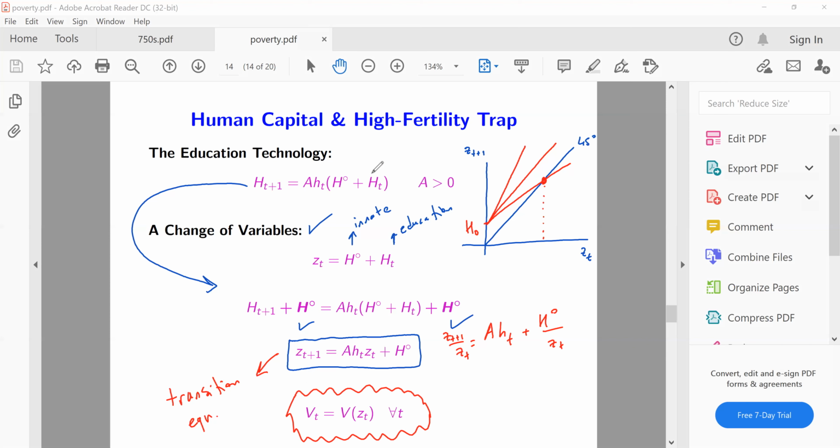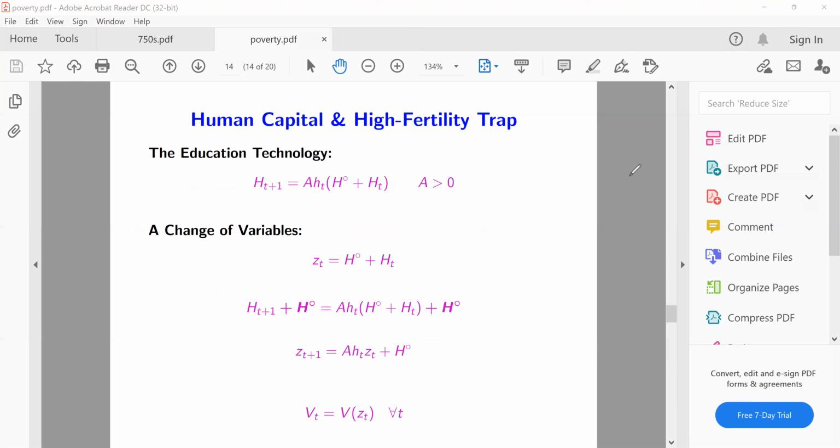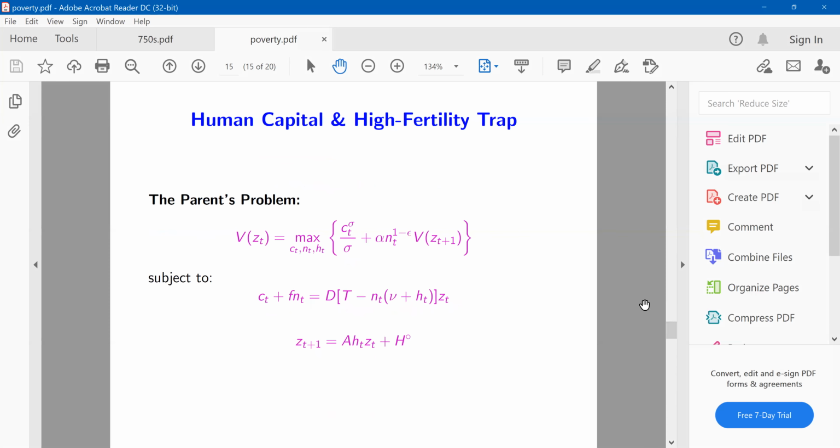Now, how do we make sense of all these things? Well, this is the problem, right? So what did I do? I replaced labor supply from the time constraint. This became ZT, and now I had the transition equation as well. So this is a typical dynamic program.